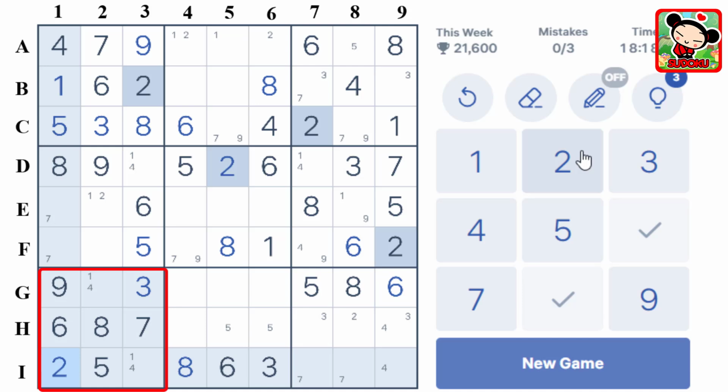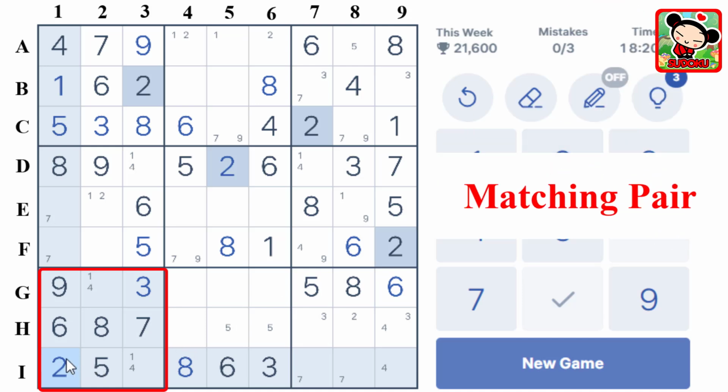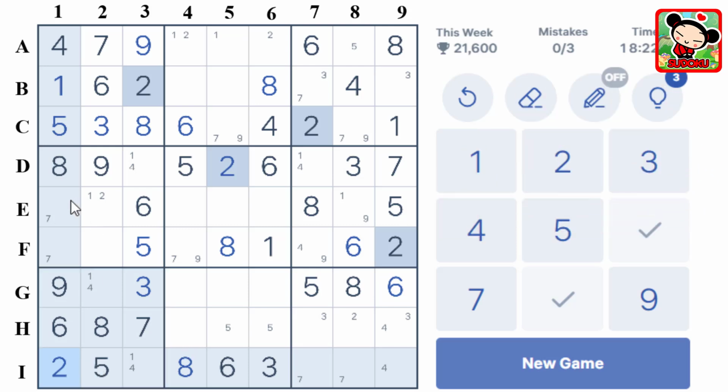Again, this is called a matching pair, and we will talk about matching pairs in an upcoming lesson. But for now, think about the 1 and 4 as the 2 numbers that need to be placed into one of those 2 cells. One is a 1 and one is a 4. We don't know which is which yet. You see how pencil marking helps us to remember what goes where.